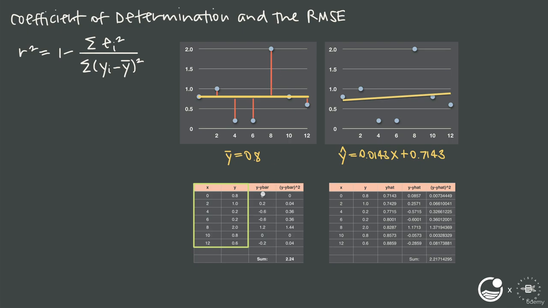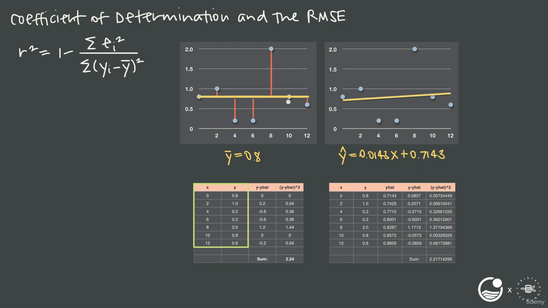We see that in this column right here, the y minus y bar column. And that's because we treat the error for data points below the mean as negative and the error for data points above the mean as positive. And so the line representing the mean here just balances out those positive and negative values by finding the value at which those positive and negative values would sum to 0. In fact, that's the definition of the mean.